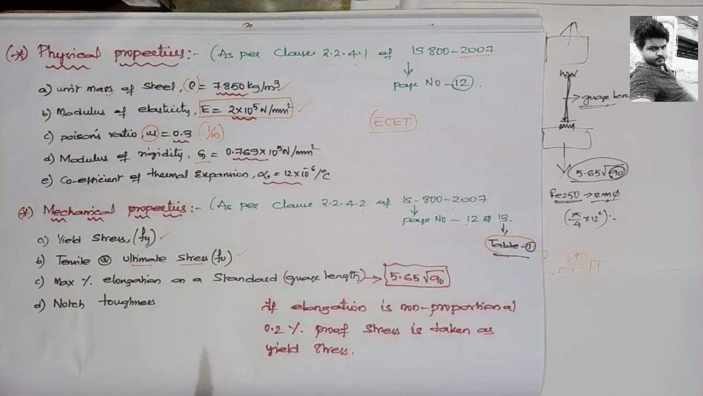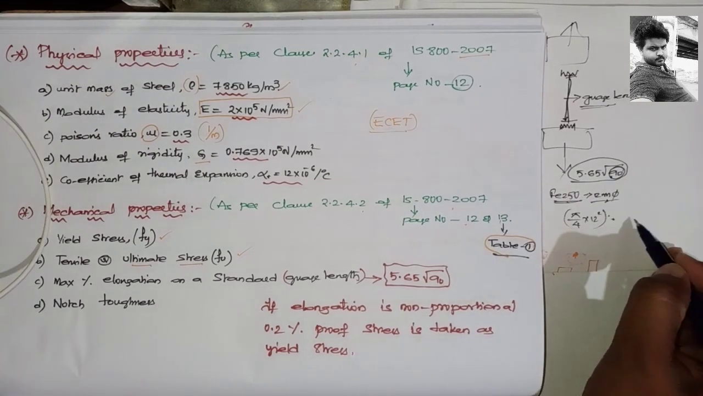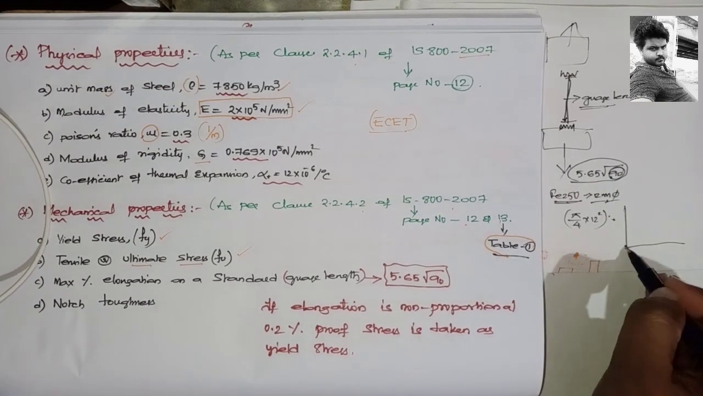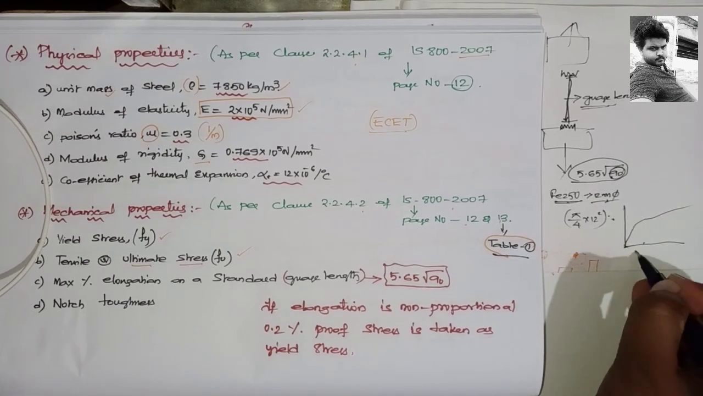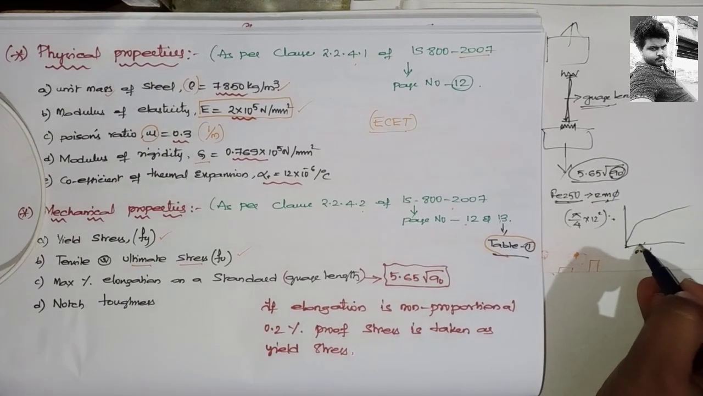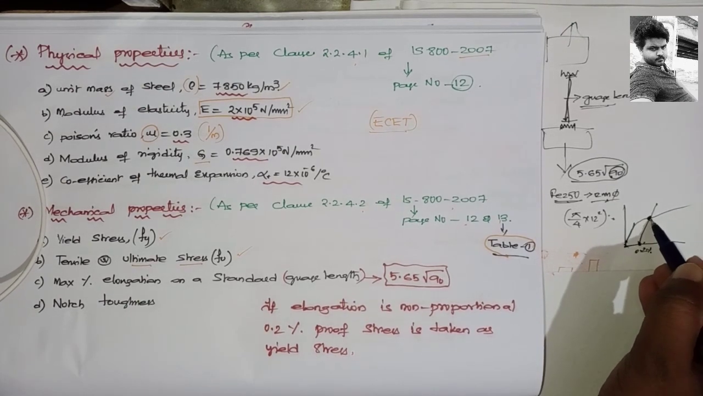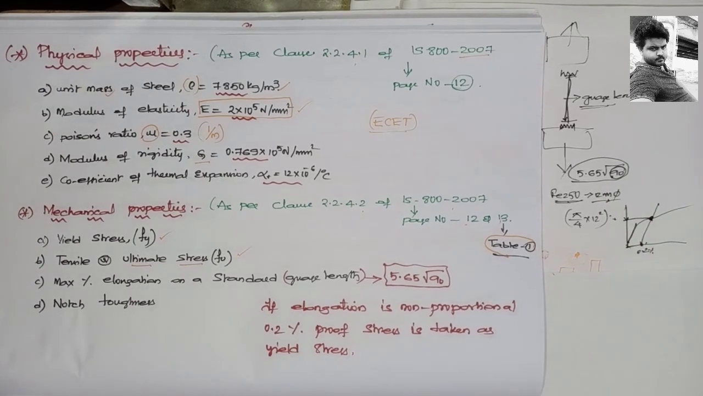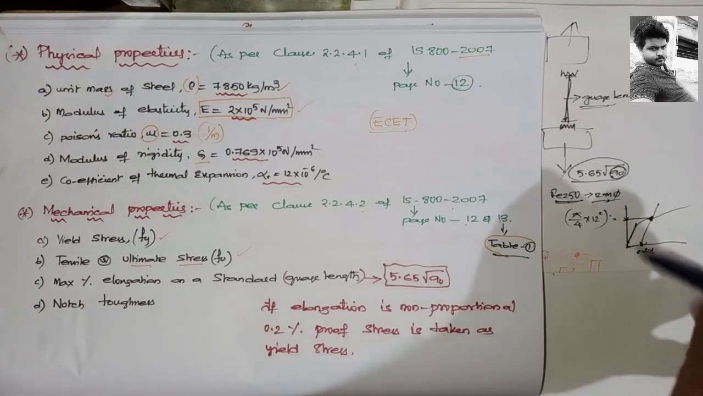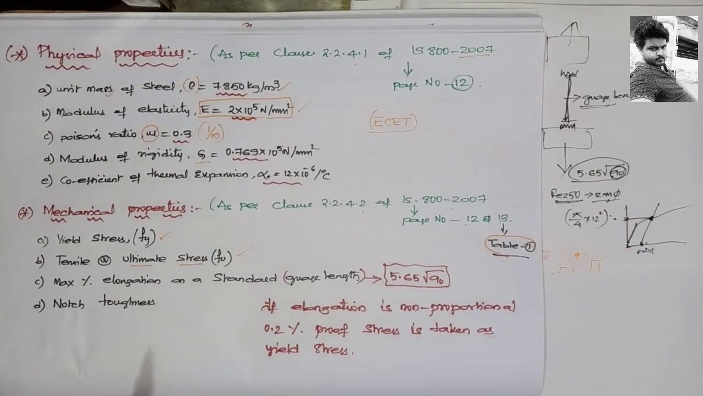Next, suppose the elongation is non-proportional. Non-proportional means stress is not proportional to strain. Then in those situations, what are you supposed to do? From the stress strain curve, at 0.2% of strain, you draw a line parallel to the proportionality line. At that particular point, whatever stress you get is called the proof stress. For which type of members will you get non-proportional behaviour? For brittle materials, that is, high yield strength deformed bars, you will get this type of condition.